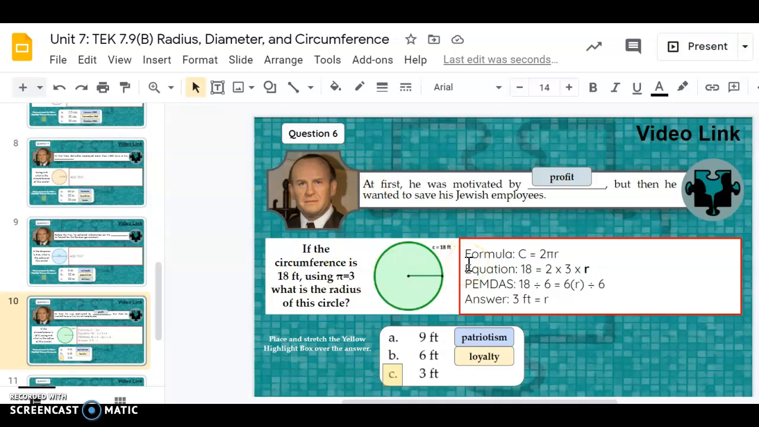So your takeaway from this is how to recall your formula, plug in your values, and then solve for the letter that doesn't have a value. And that's what you're doing.